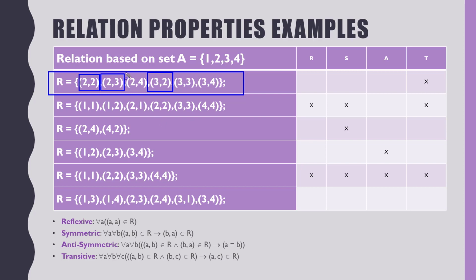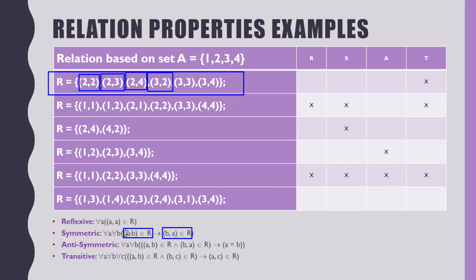Let's take a look at the next pair. 2, 4. That's my A, that's my B. If I have a 2, 4, I also need to have a B, A, which is a 4, 2, and I do not have a 4, 2. Therefore, it is not symmetric. Because the problem is, this was true, but this was not.